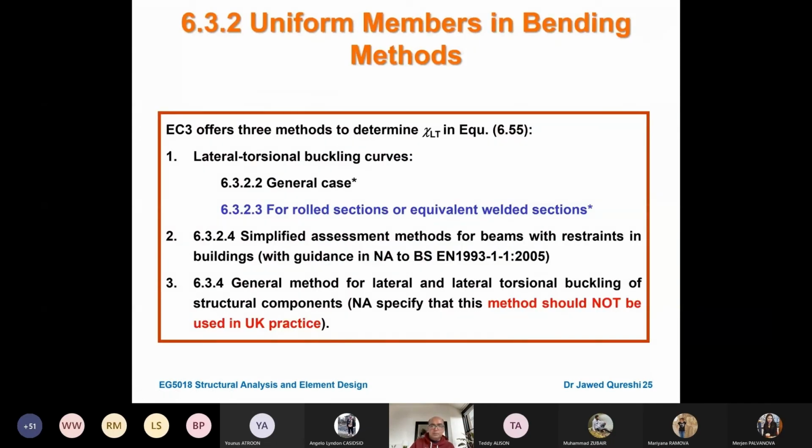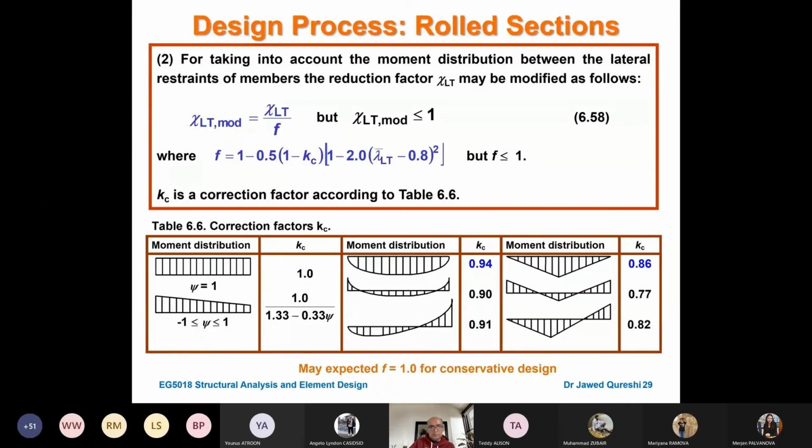And the question is, how do we determine this chi LT? There are two cases for finding out chi LT. One is the general case, 6.3.2.2, which is not allowed in the UK, so this method should not be used. Details you can find in Eurocode 3. We use the one in 6.3.2.3. And these section numbers are the same as you would find in Eurocode 3, which is for rolled sections and welded sections. Again, you have some other variation, but I will not go into details.